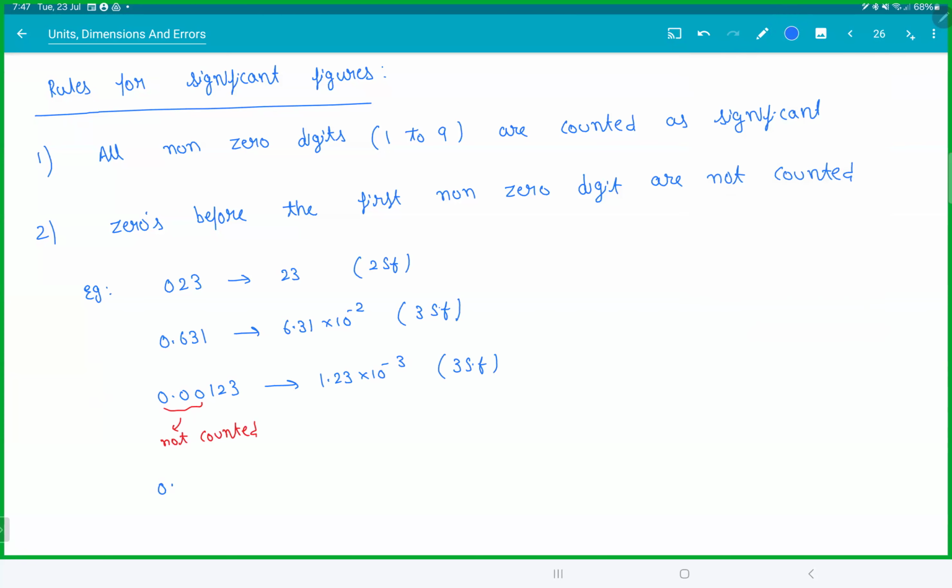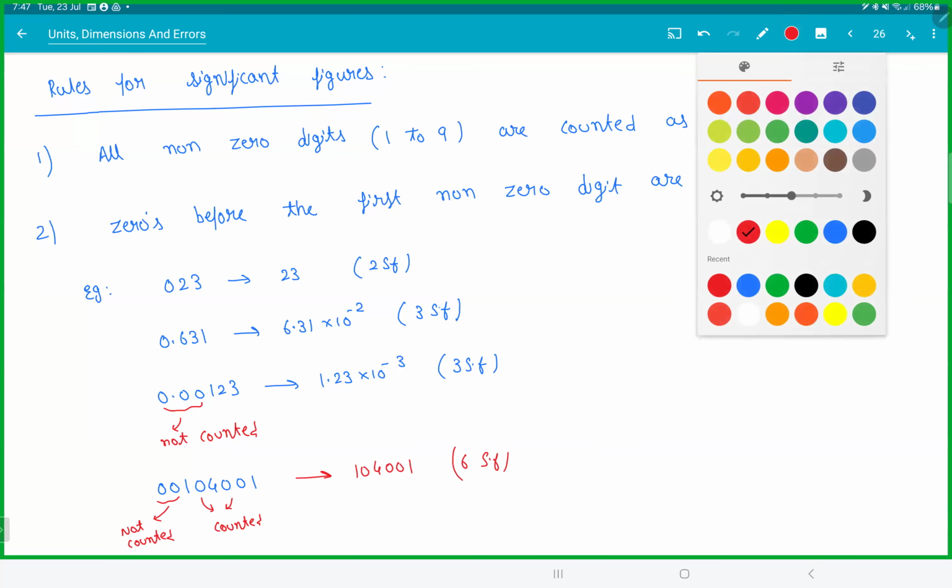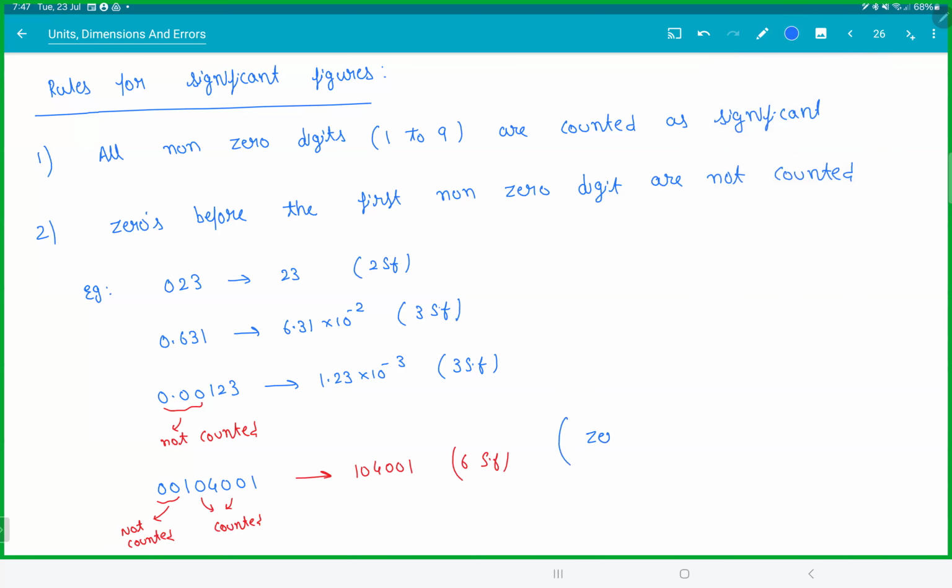But let's say you have something like 0.0104001. Now these zeros are counted because the zeros between them make sense. Again, these leading zeros are not counted. So if you have zeros between non-zero digits, they are counted because this can be written as 104001. That will be 6 SF. You're getting this? So zeros between the non-zero digits are counted.